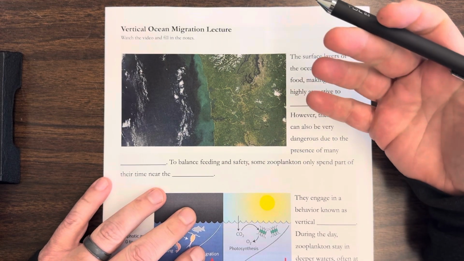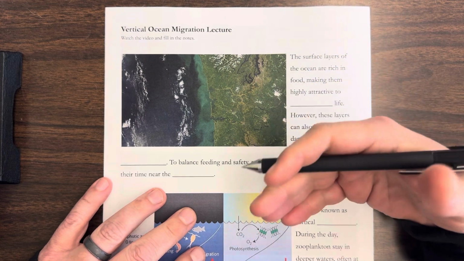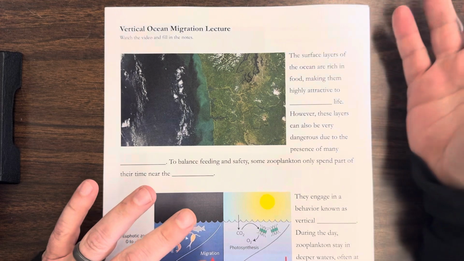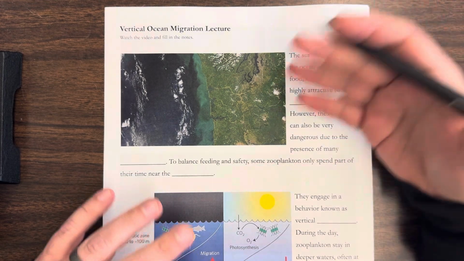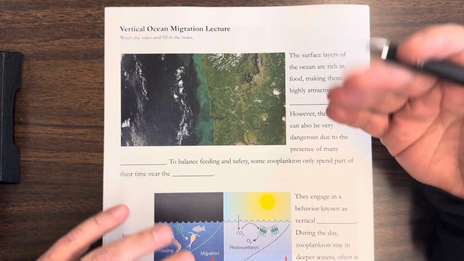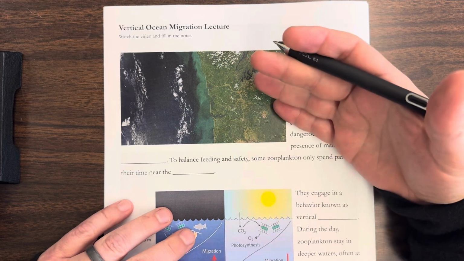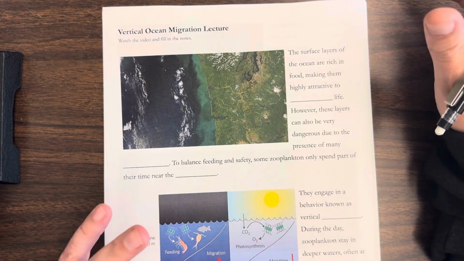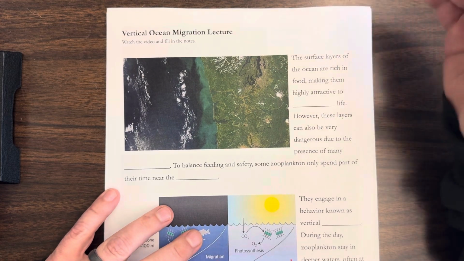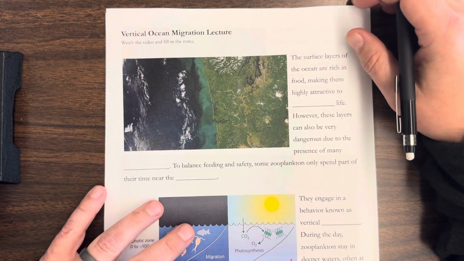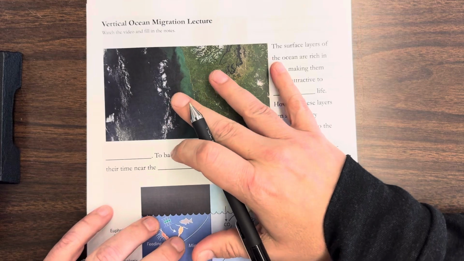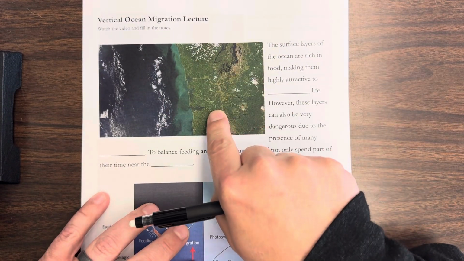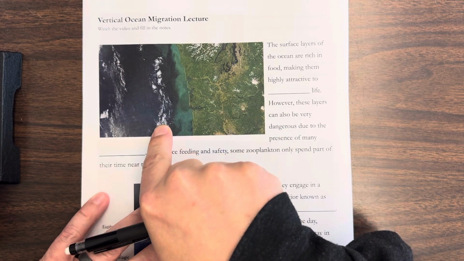Usually when we talk about migrations, we're talking about migrations from an area on the surface to another area on the surface. For instance, gray whales migrate from Alaska to Mexico and then back from Mexico to Alaska. That's on the surface. You could think of that as horizontal migration, or birds that migrate from Canada down to Mexico, things like that. This is the opposite.